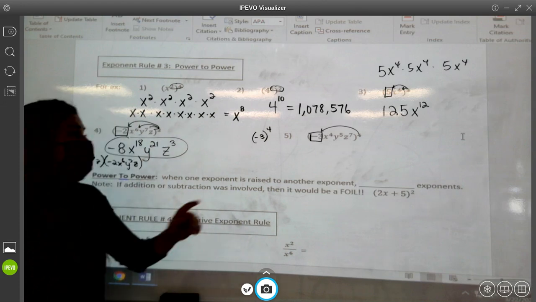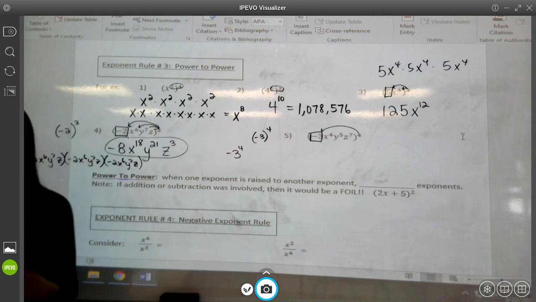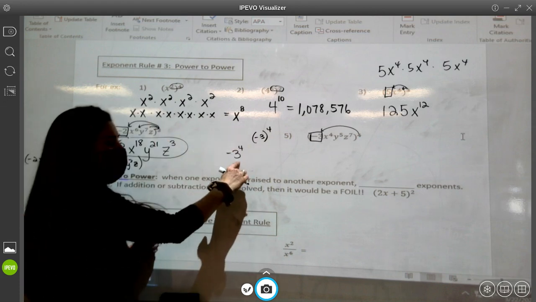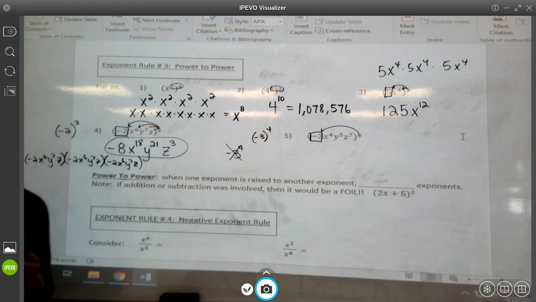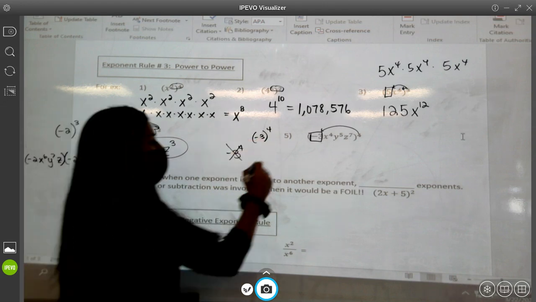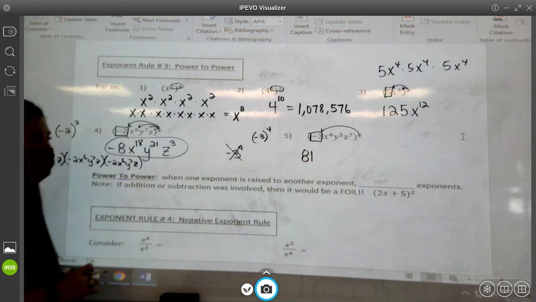So if you want to use your calculator, you better type this. If you type that, it does it wrong, because your calculator doesn't know to include the negative. So you have to write it in parentheses. You should get positive 81. -3 times itself 4 times is positive 81.